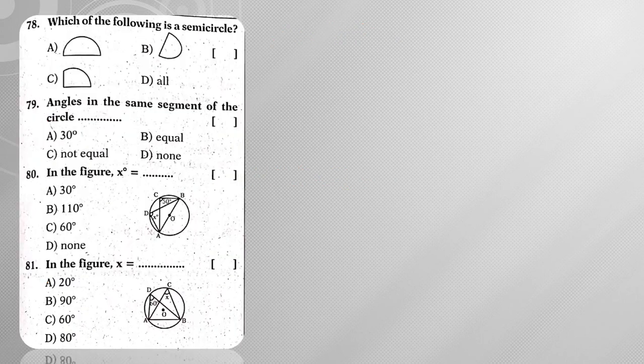Next, moving on to question number 78. Which of the following is a semicircle? So clearly you can say that A is my option. Okay, so it is looking like a semicircle, remaining all are not a semicircle, not even a quadrant circle. So this is having a different shape. Okay, so only option A is a semicircle.